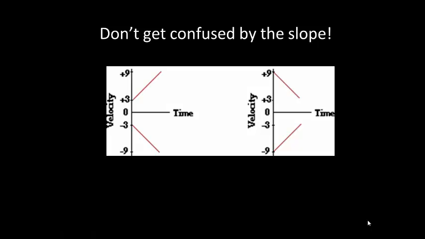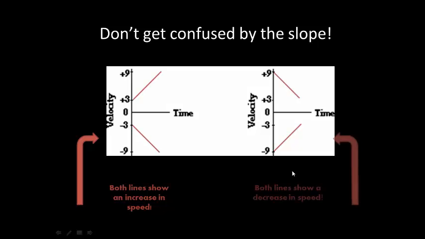When analyzing velocity versus time graphs, you have to be very careful about the slope. The graph on the left, both lines are showing an increase in speed. We're going from a low number to a high number, even in the negative direction. These graphs on the right, however, both lines are showing a decrease in speed. We're going from a high number to a low number. On the bottom, they're in the negative velocity. We're going from a high number to a low number.